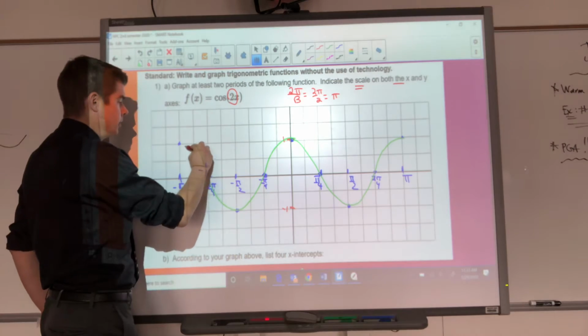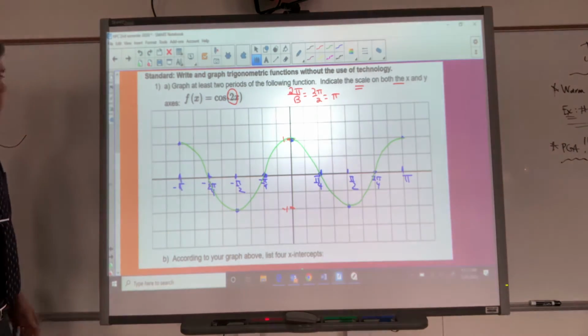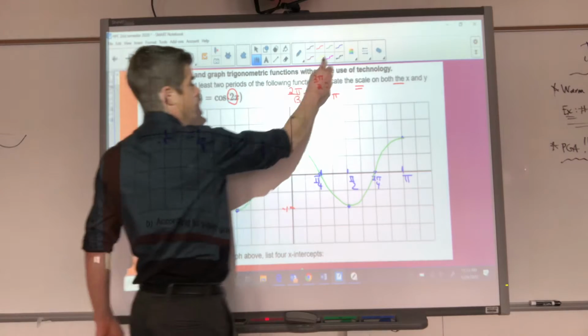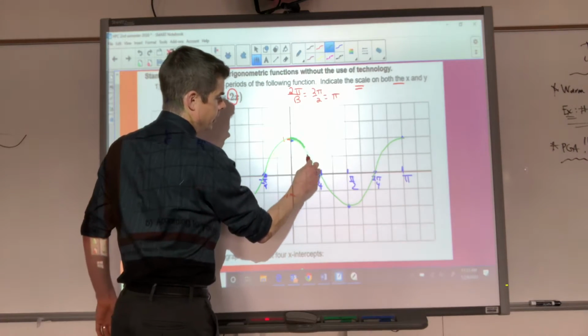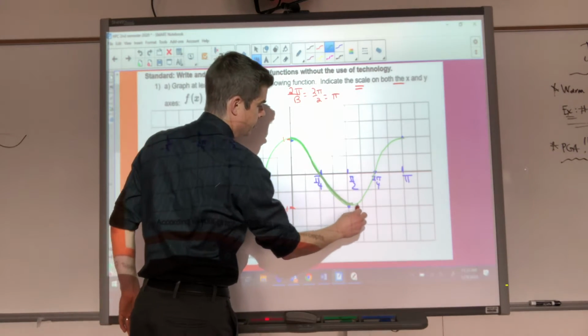The follow-up to this particular problem says, give me the intercepts. And maybe I'll just highlight this a little bit thicker, just so you can see, make sure it shows up on the video.